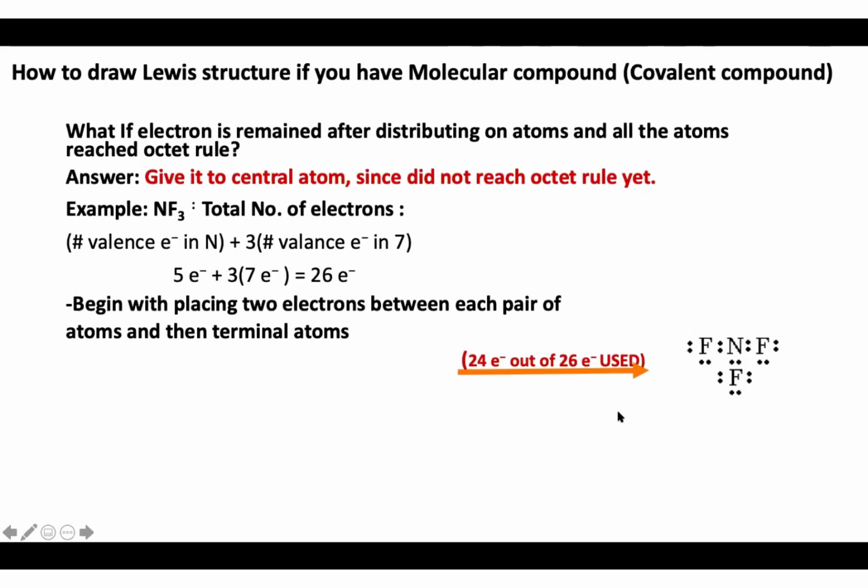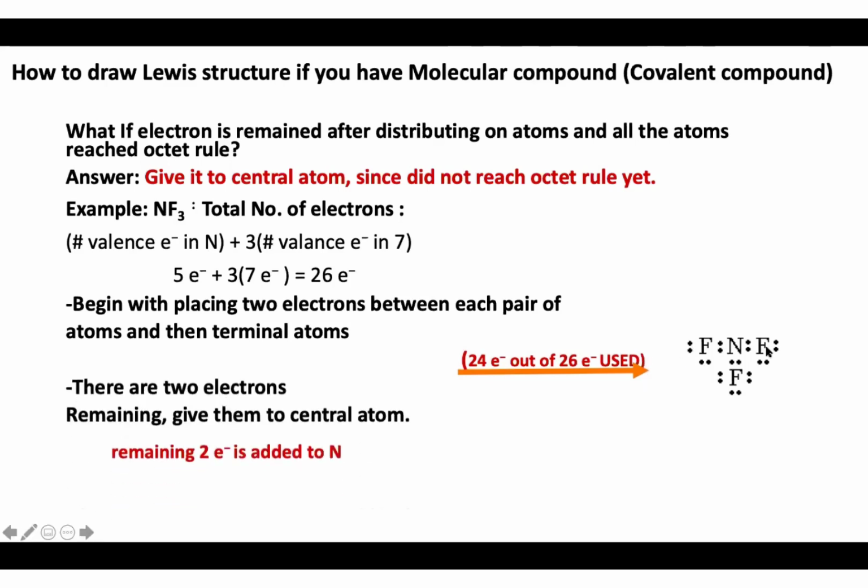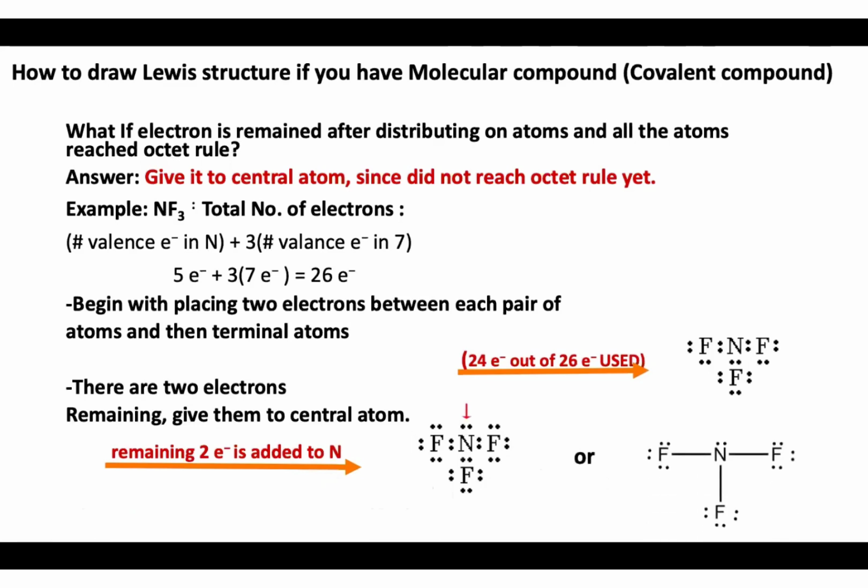So when I put electrons around, 2 electrons are left. Where do you think I should put the rest? I should put them on the nitrogen. Why? Because all the fluorines have reached the octet rule, but nitrogen has not. So the last 2 are going to be on the central atom. Or you can write down the bond structure of it. I accept both of these in the exam.